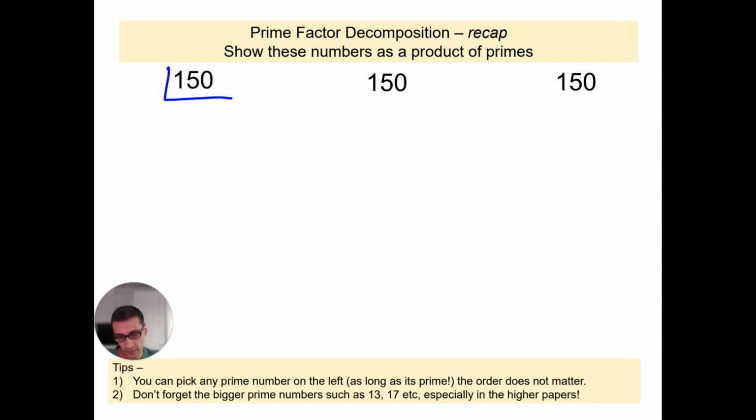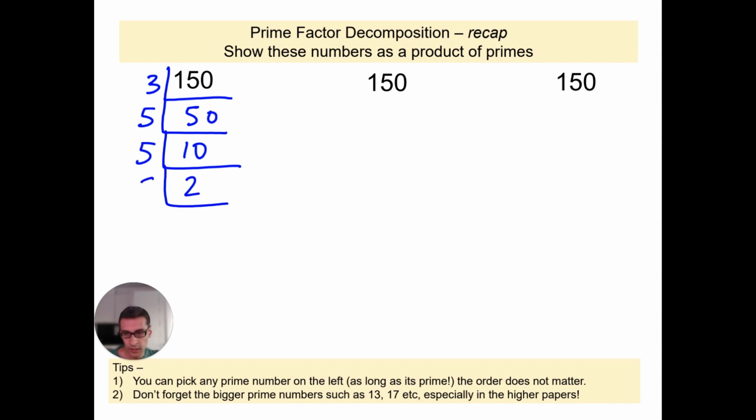So we're going to divide this one by 3. So 150 divided by 3 is going to give you 50. And we're going to divide by 5 to get 10. We're going to divide by 5 again to get 2. And we're going to divide by 2 to get 1. When you get to 1, you stop, because otherwise you'd end up going on forever. And you don't want to count the 1 as a prime number anyway. So as soon as you get to 1, that's where we stop here.